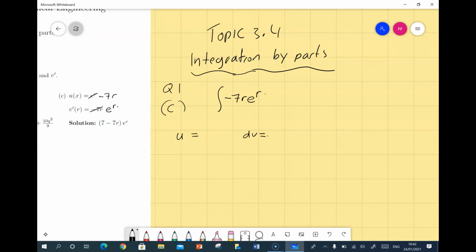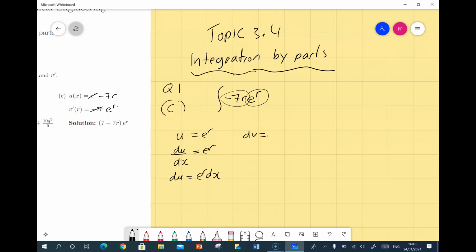Now, in this case, we can integrate both of these. I could integrate minus 7r easily, and I could integrate e to the power of r. So it doesn't matter which one I choose. It does in this case. If I try and let u equal e to the power of r, when I differentiate it, I get e to the power of r dx back. And as I said before, when you differentiate, you want it to eventually differentiate down to 0, ideally, and that won't do this.